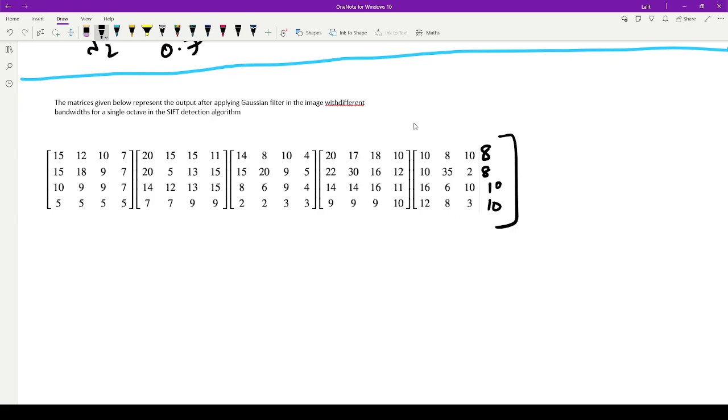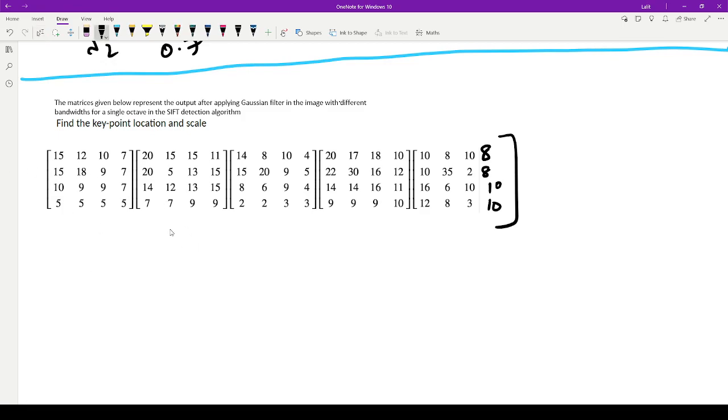Okay. Yeah. So you are given below a set of outputs after applying a Gaussian filter on the image with different bandwidths for a single octave, in the SIFT detection algorithm. So once you are given these matrices, find the key point, location, and scale. Okay. So this is what you need to do. Find the key point, location, and scale.